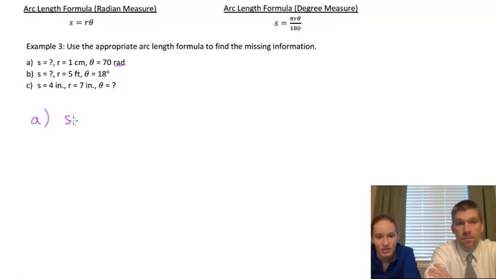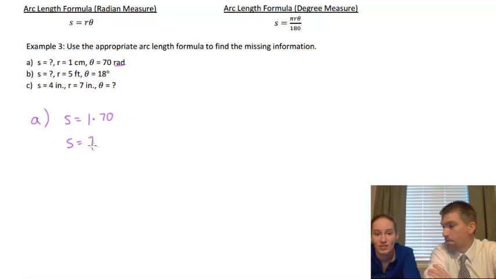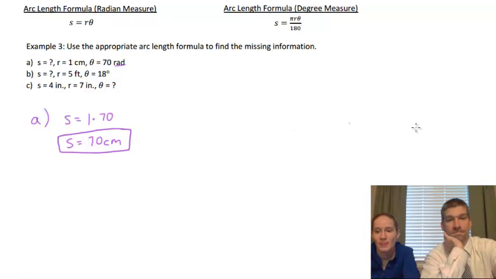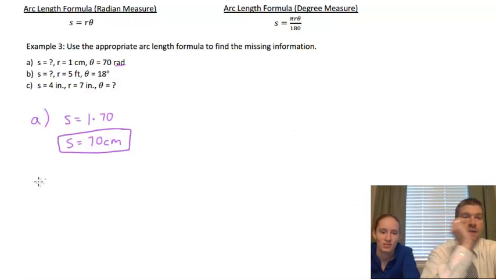So we don't know what S is. Our R is 1 and our theta is 70. So 1 times 70 is 70. And that's in centimeters because we're talking about the length of our arc. 70 centimeters, okay? So that's part A. That was pretty easy.